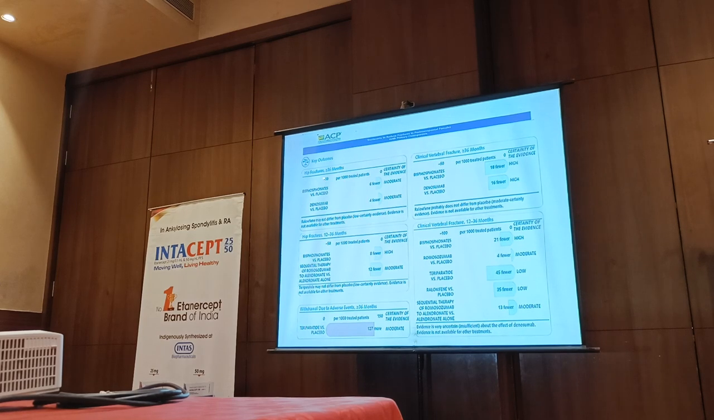In case of hip fracture, there is a bisphosphonate versus placebo trial and a denosumab versus placebo trial. For vertebral fracture beyond 35 to 36 months, likewise a bisphosphonate versus placebo trial and a denosumab versus placebo trial. Sometimes there is withdrawal due to adverse effects. But the evidence is very uncertain, which is most important. Evidence is very uncertain about denosumab, and evidence is not available for other treatments here as well.